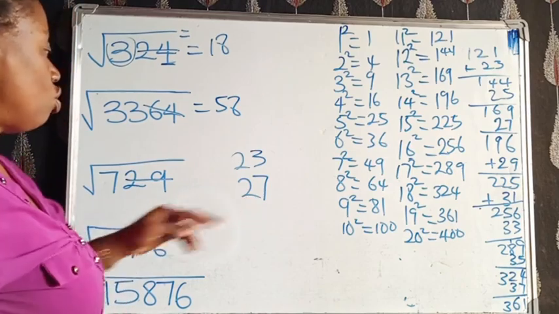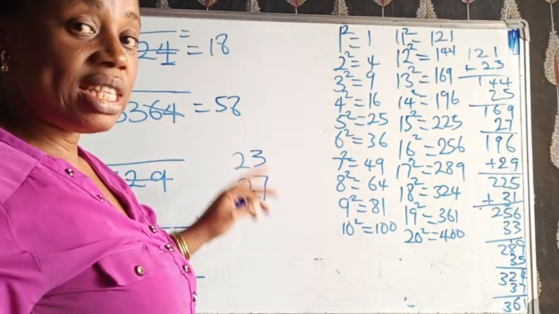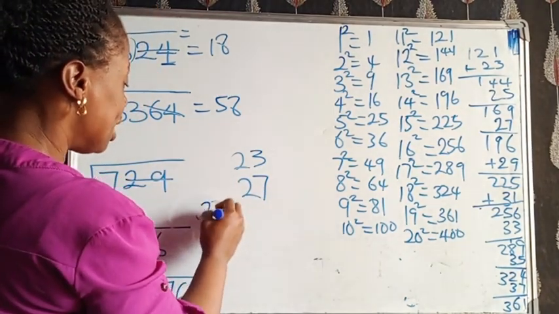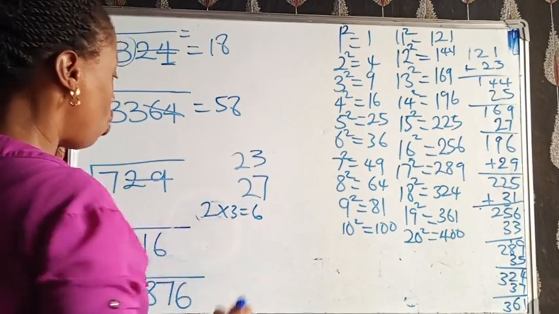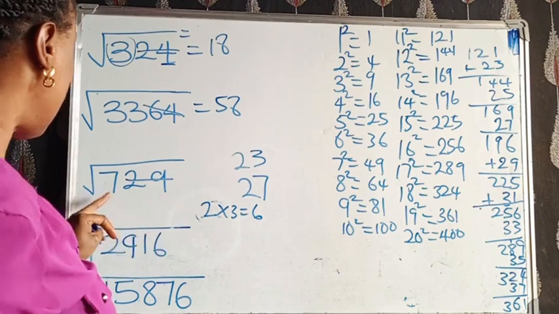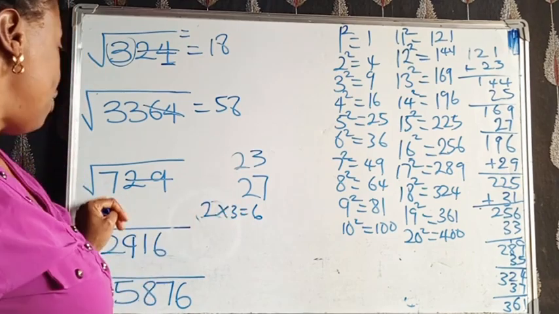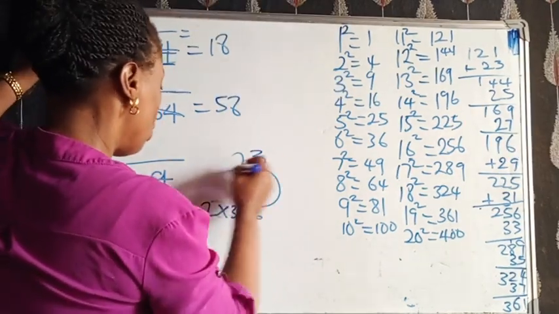Now that we have gotten 2, the next number after 2 is 3. So we say 2 times 3. That is 6. So we use it and compare. 6 and 7, which one is greater? 7 is greater. So 27 will be the answer.